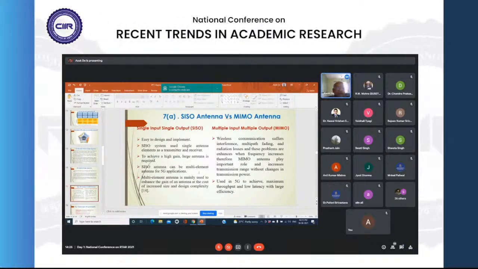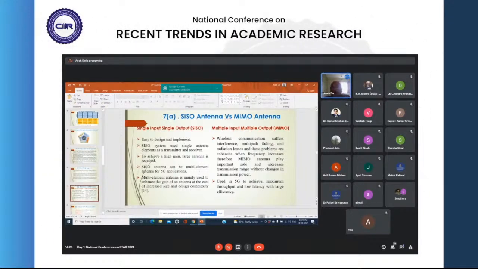Now, the SISO antenna, single input single output antenna, if we compare it with the MIMO antenna, multiple input and multiple output antenna: the single input, single output antenna is easy to design and implement. The SISO system uses a single antenna element as a transmitter or for receiving signals. To achieve a high gain, a large antenna is required. SISO antenna can be a multi-element antenna for 5G applications. Multi-element antenna is mainly used to enhance the gain of the antenna at the cost of increased size and design complexity.